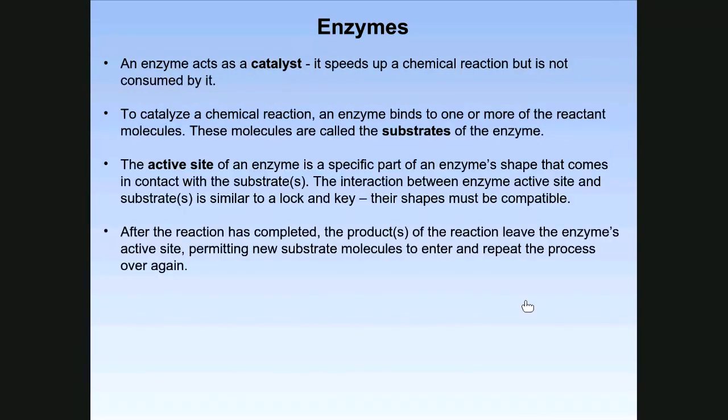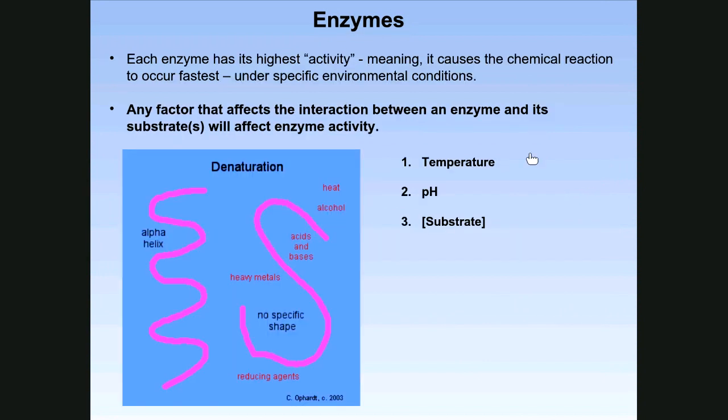Now, this information on the slide is what I just talked about, so I'll let you look at that information. I'm going to jump ahead. Also in today's lab, you're going to study 3 of 6 factors that can affect the rate of enzyme activity, or altogether inhibit an enzyme from becoming active or staying active. So if you look here, each enzyme has its highest activity, meaning it causes a chemical reaction to occur the fastest, under specific environmental conditions.